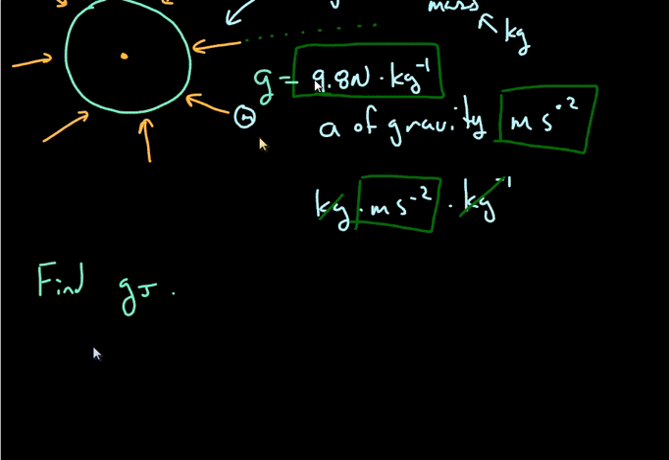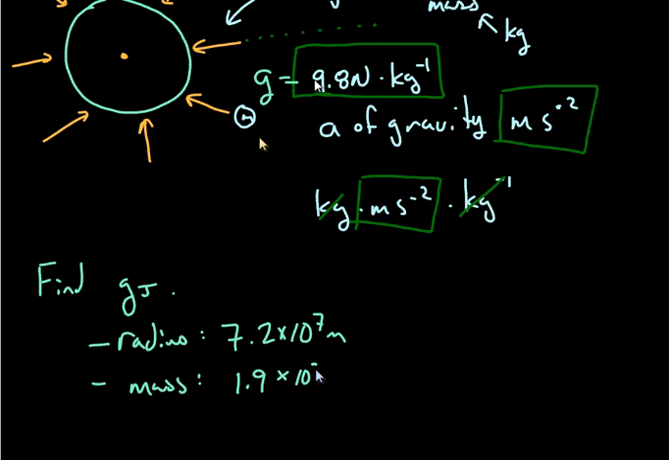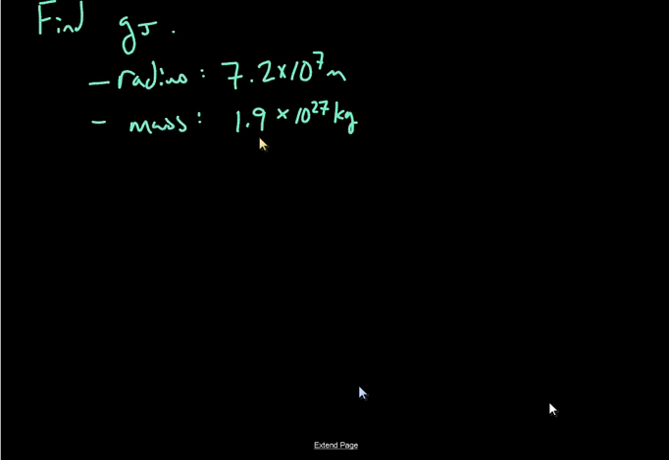So the information that we're going to need is the radius of Jupiter, right? And luckily I have a little sheet that tells me that. So the radius of Jupiter is 7.2 times 10 to the 7 meters. Okay, and the mass of Jupiter is 1.9 times 10 to the 27 kilograms. Okay. All right, so let's draw ourselves a nice Jupiter here.